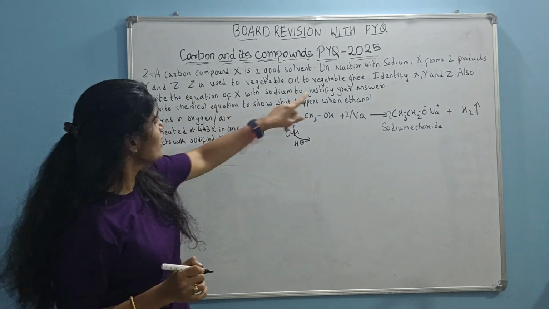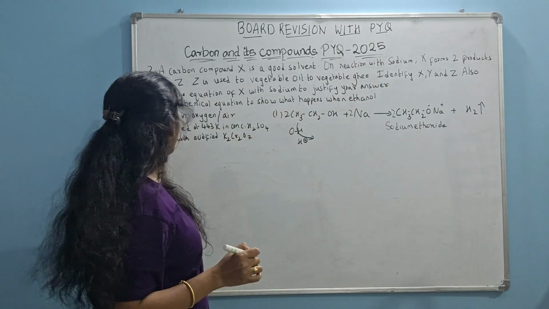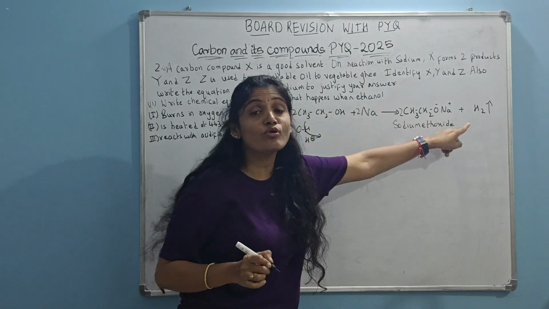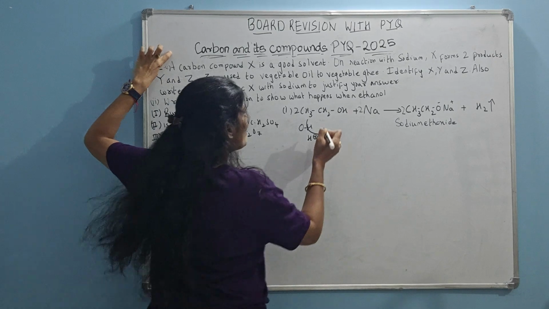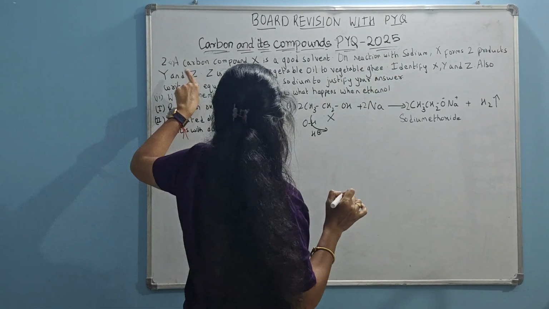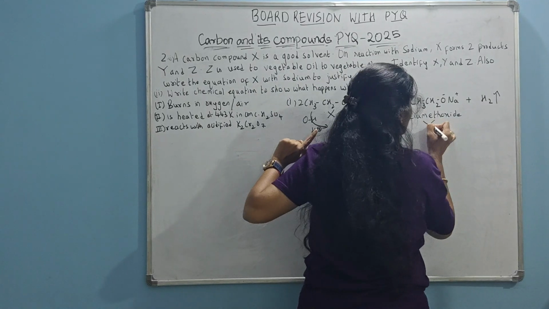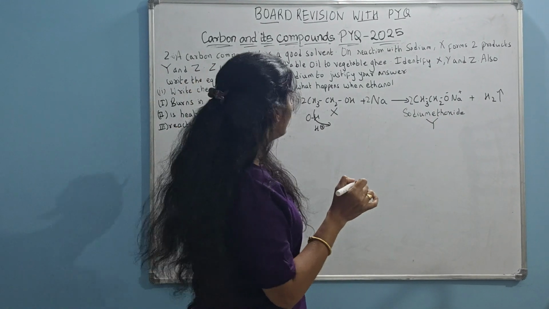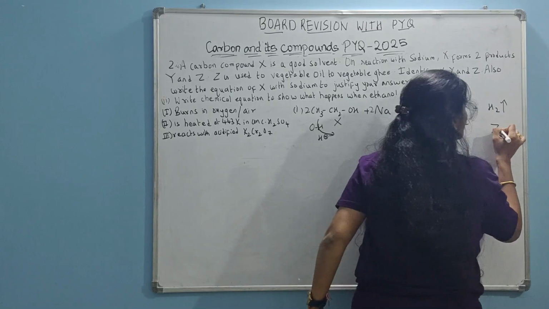Now I have justified, identify X, Y and Z, and also write the reaction of X with sodium to justify your answer. So what is my X? X is my ethanol. Then what did they ask? X forms 2 compounds Y and Z. What is my Y here? Sodium ethoxide. And Z is also formed. Z is my hydrogen gas.